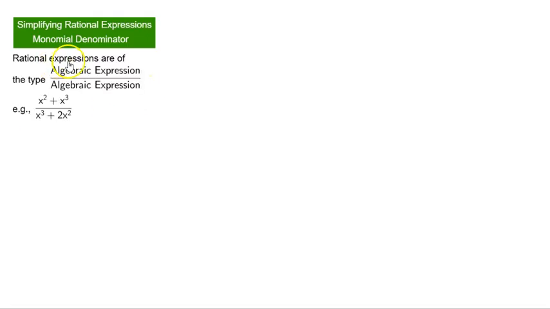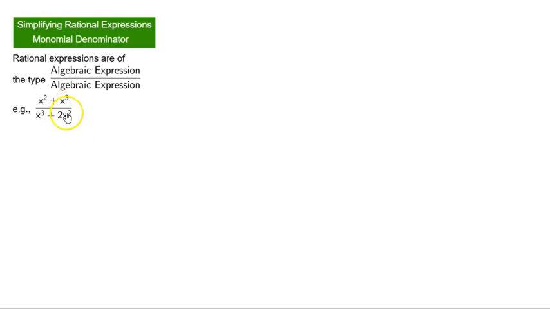We have looked at addition, subtraction, multiplication, factorization of expressions. Now let's look at rational expressions. And then we will look at simplifying the rational expressions. Rational expressions are of the type algebraic expression divided by algebraic expression. For example, x square plus x cube is an algebraic expression divided by x cube plus 2x square, which is also an algebraic expression.